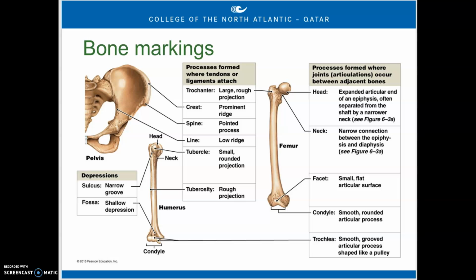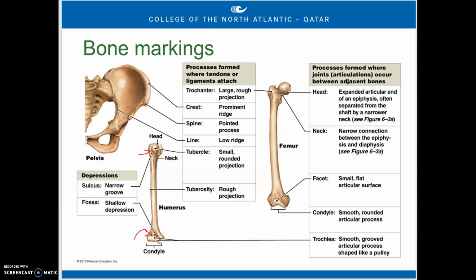So if we look at depressions on the humerus right here, we can see that there's going to be two that they're going to mention. There's going to be a sulcus, which is a narrow groove that we can find near the head of the humerus. That's going to be up here. And then down here we're going to have a fossa, which is a shallow depression, and it's going to be right behind the condyle at the elbow joint of the humerus. So those little depressions right in there. So those are examples of depressions, and like I said, that's the stuff that'll allow for soft tissue to pass through or near a bone.